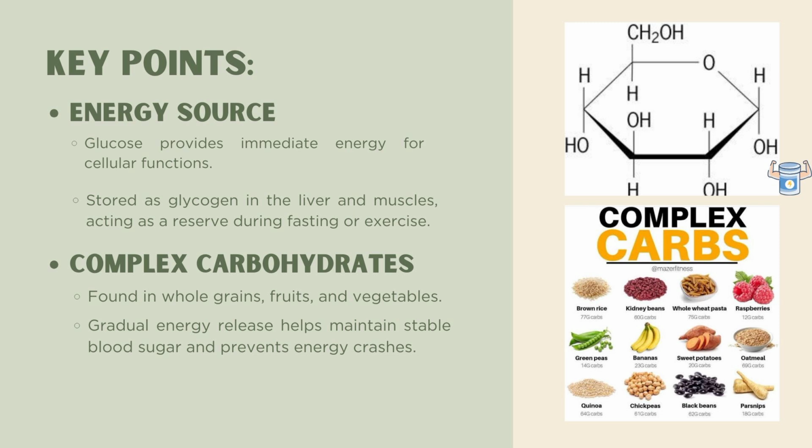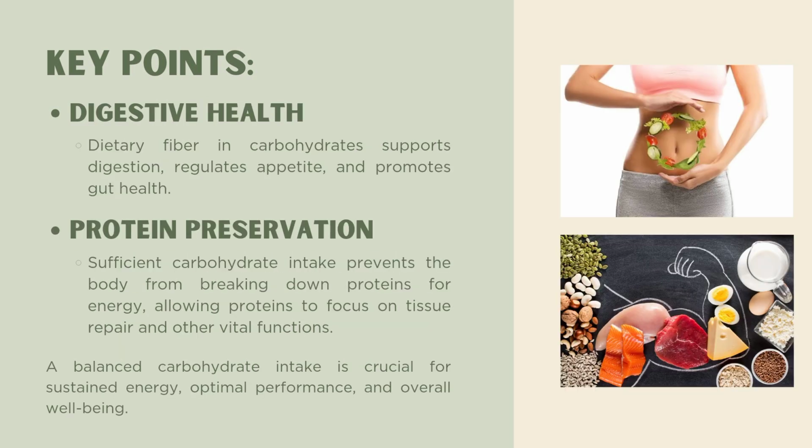Complex carbohydrates, such as those found in whole grains, fruits, and vegetables, release energy gradually, helping to maintain stable blood sugar levels and prevent energy crashes. They also support digestive health by providing dietary fiber, which aids digestion, regulates appetite, and promotes a healthy gut.